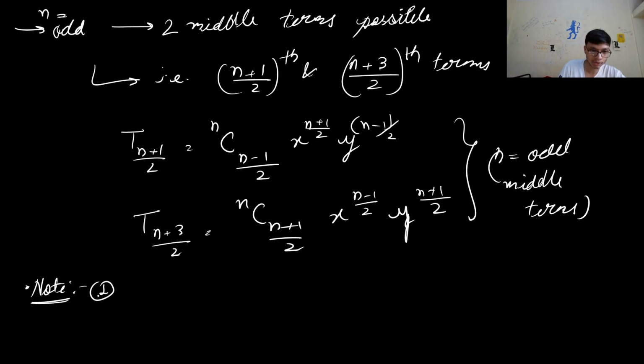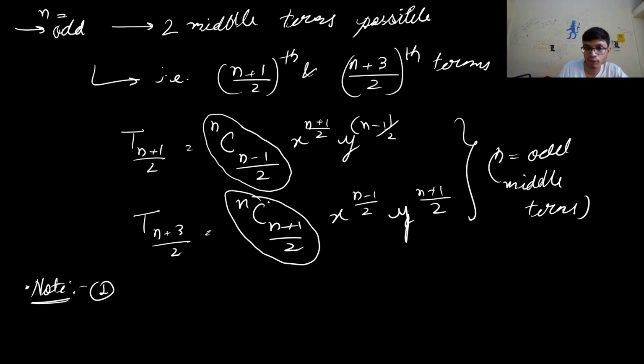That first note I have to talk about is that whenever there are two middle terms in the binomial expansion, their binomial coefficients are similar. In this situation we have two middle terms, so the binomial coefficients will be nC(n-1)/2 and nC(n+1)/2. And we already know a very important relation, that nCr is equal to nC(n-r).